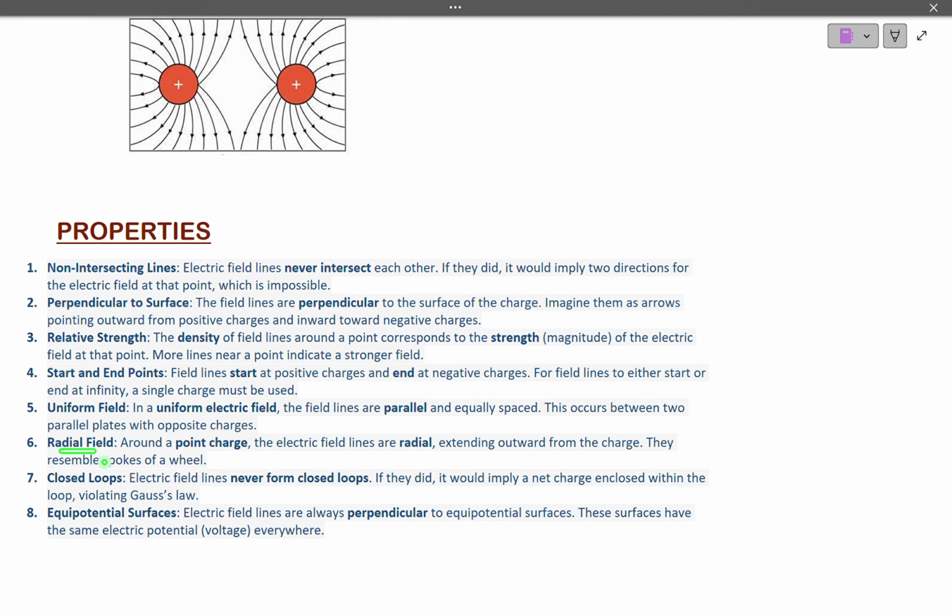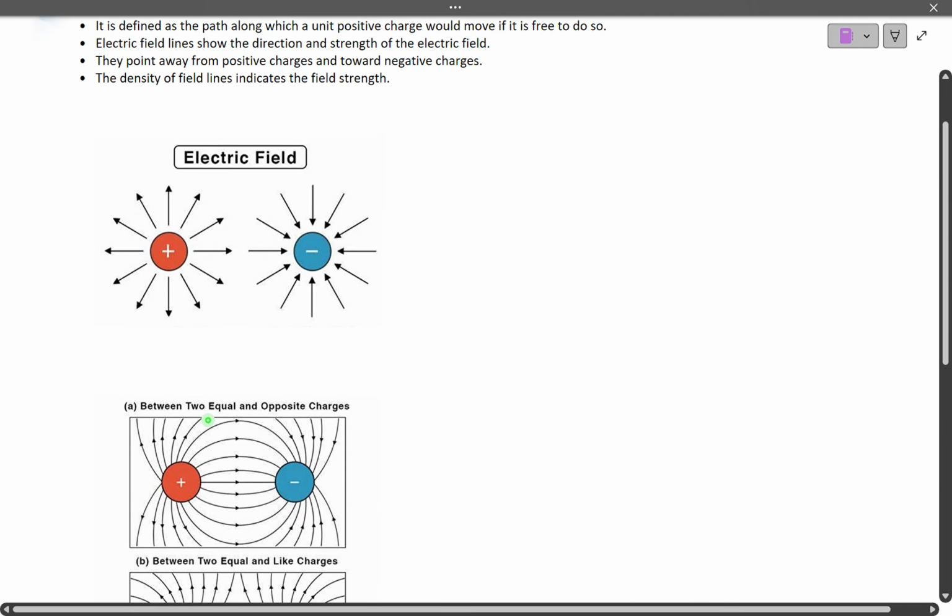Next property is radial field. Around a point charge, electric field lines are radial, extending outward from the charge. They resemble the spokes of a wheel. That you can understand from this figure.